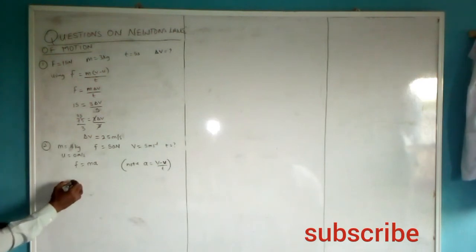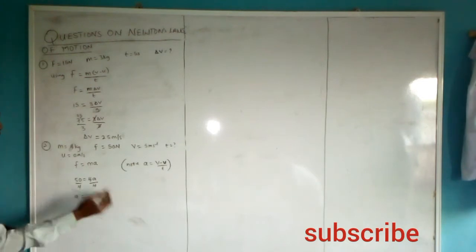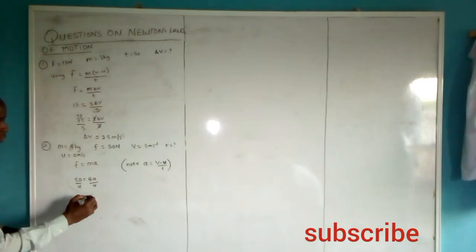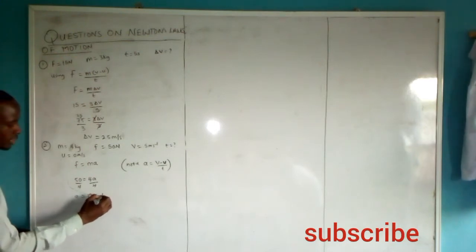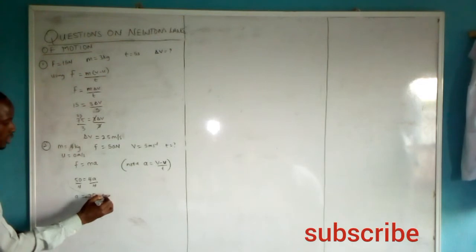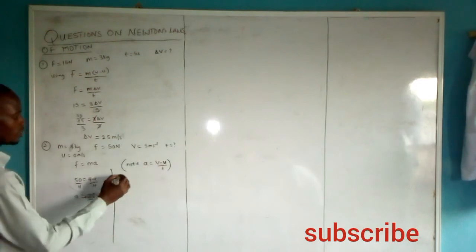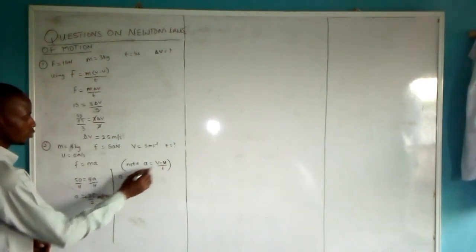Now, F is 50, which is equal to mass, which is 4, times a. Dividing both sides by 4, I have a equals 50 over 4, which is 12.5 meters per second squared. Better still, you leave it as a fraction, 25 over 2 meters per second squared. So that is the acceleration. Knowing the acceleration, we can easily find the time.